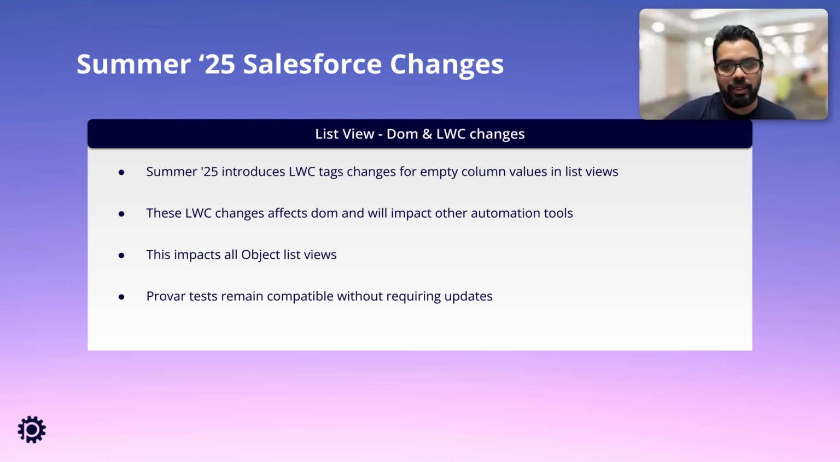This impact is only for the columns that have no value or null value. So if you don't have any value in a column and you're trying to assert that there is no value in that particular field in the list view, then this will have an impact on coded automation tools because the DOM structure behind the scenes and the hierarchy have changed. Again, it has a widespread impact on all objects and all list view screens. So this will impact coded automation and custom implementations if you have them, but if you are using out of the box Provar functionality for the test case, those will remain compatible and will not require any update or change from the user.